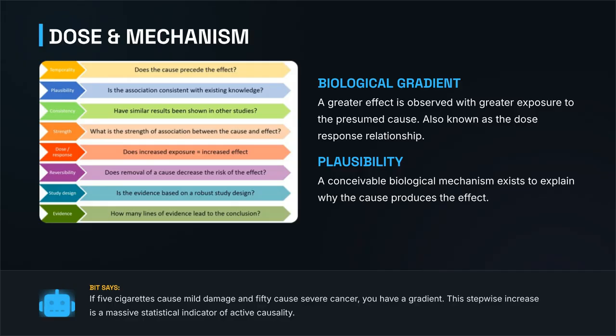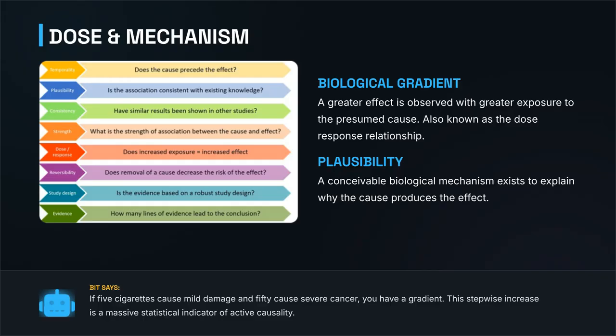Plausibility requires that a conceivable biological mechanism exists to explain exactly why the cause logically produces the clinical effect. The dose-response relationship is an incredibly powerful tool for ruling out confounding variables. If an observed association is merely a random coincidence, it is highly unlikely that increasing the dose would perfectly correlate with increasing disease severity. However, if a chemical toxin is actively destroying liver cells, then logically a higher dose of that specific toxin should destroy more liver cells.